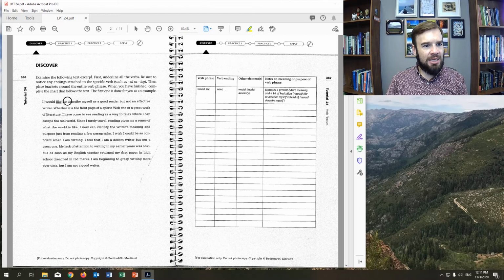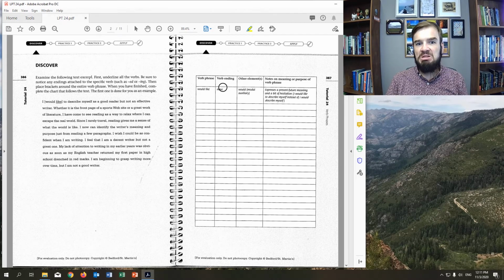So, I would like to describe myself as a good reader, but not an effective writer. The entire verb phrase is would like. So, there's the subject I. Would and like go together. They're in brackets. That's the phrase. And like is the main verb. It has been underlined. So, here the verb phrase says would like.